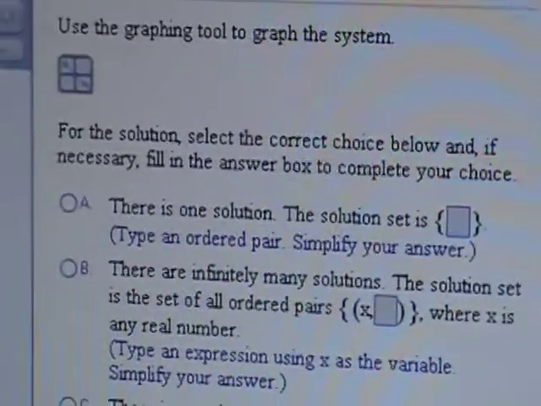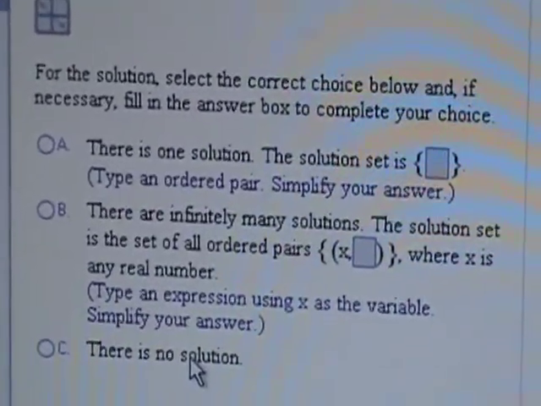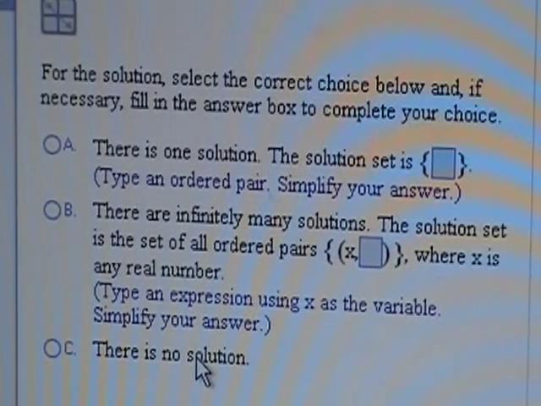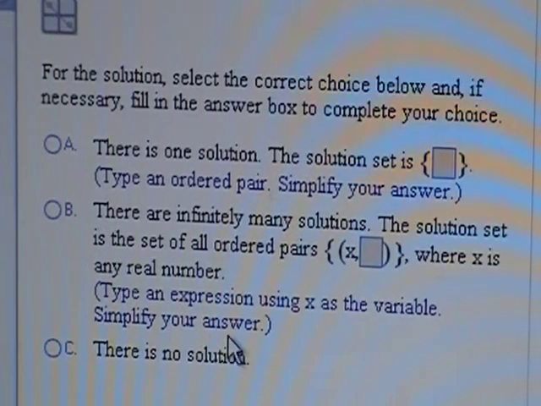Now, when the two lines are on top of each other, this is a dependent system, and there are infinite solutions. Okay, there are infinite solutions. So I'm going to click here, choice B, and the solution set is the set of all ordered pairs x, comma, blank, where x is any real number. Now, when you look at this, this looks like an ordered pair, x, comma, y. Okay? So they give you x as a variable and they want you to fill in y.